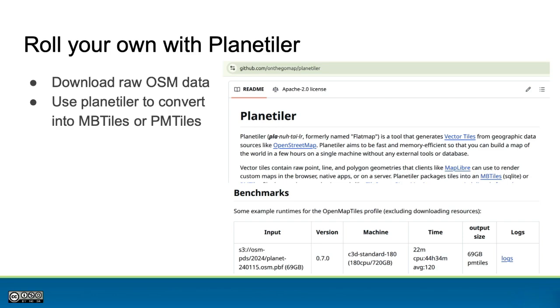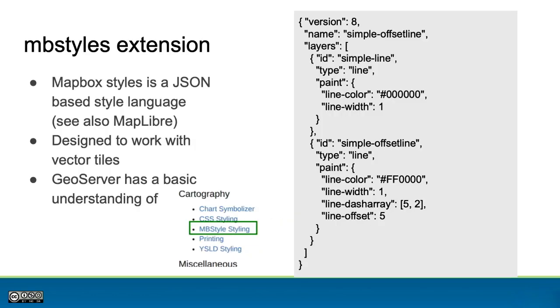Here's an example of how you could get one of these. There's a website here called Planetiler. It allows you to download raw OSM data, and you can use it to convert to MBTiles or PMTiles. So if you want to make one of these yourself, here's a tool you can use to do so.